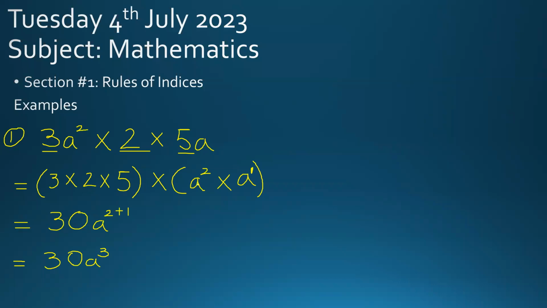And then for this one, we have the same base, right? If you're multiplying terms with the same base, you just add the powers. So it's going to be A to the power of 2 plus 1. And 2 plus 1 is what? 3. So the answer is 30A to the power of 3.